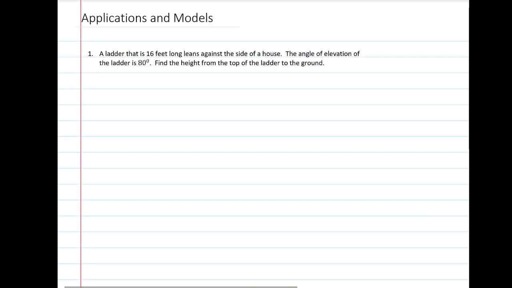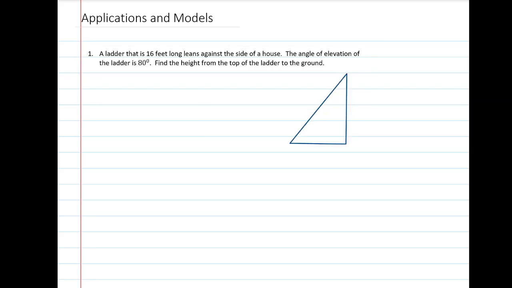Okay, so here we have our first example. We have a ladder that is 16 feet long, leans against the side of a house. The angle of elevation of the ladder is 80 degrees. Find the height from the top of the ladder to the ground. So when we don't have a sketch or a diagram, it's always helpful to sketch a diagram of what the problem is saying. So let's try to draw the triangle that represents what's going on in this problem.